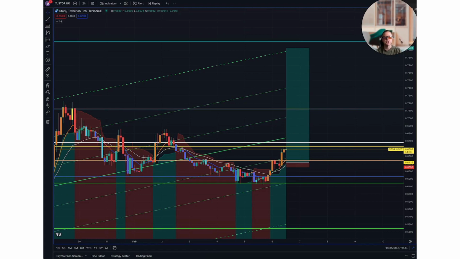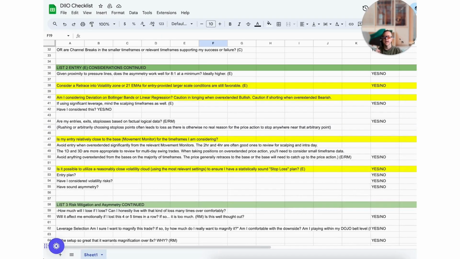But this at least shows you what it's like to use the pressure line, the volatility zone, the movement monitor, the 21 EMA, all in unison for potential entry or evaluating a stop loss zone. Again, in this case, relative to the 2 hour for a relatively volatile asset, storage.